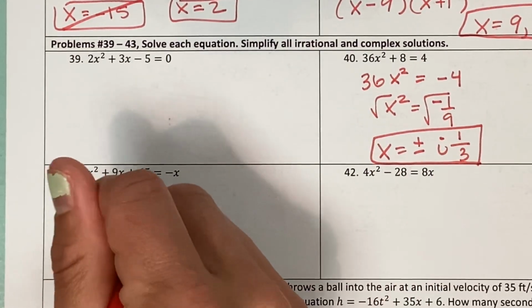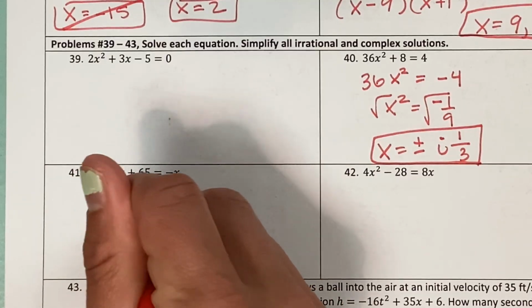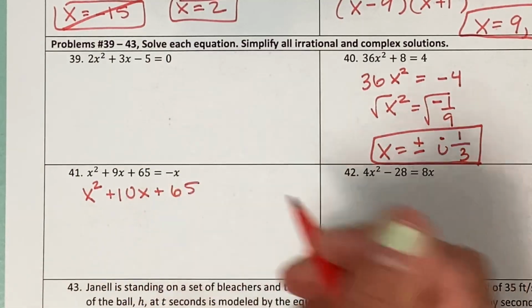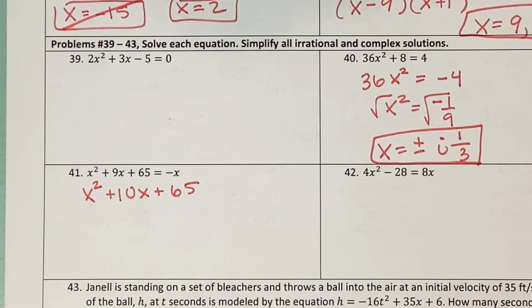All right, let's see. X squared, I'm going to add the x over, plus 10x plus 65.